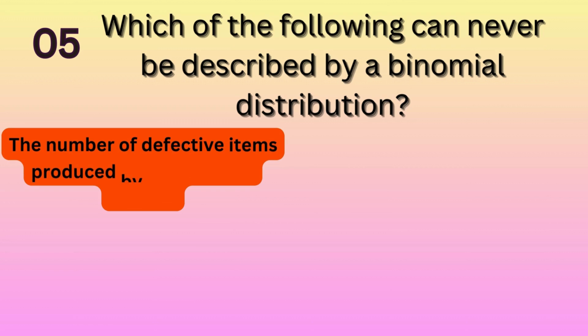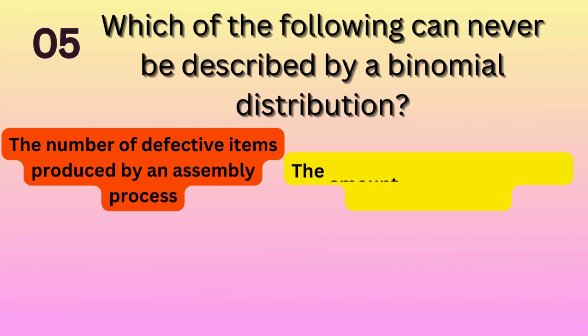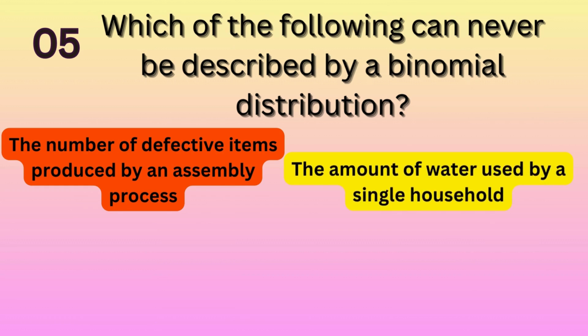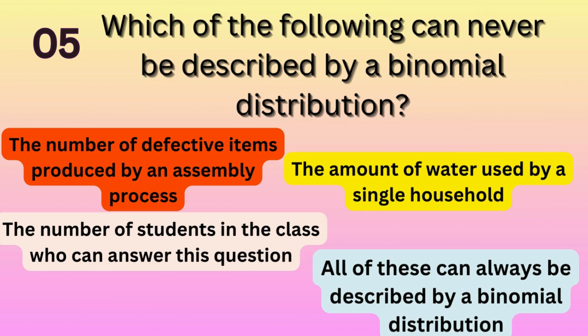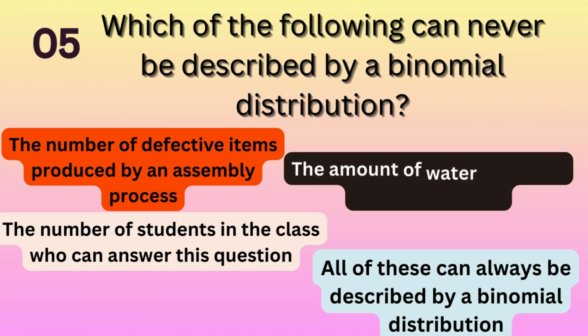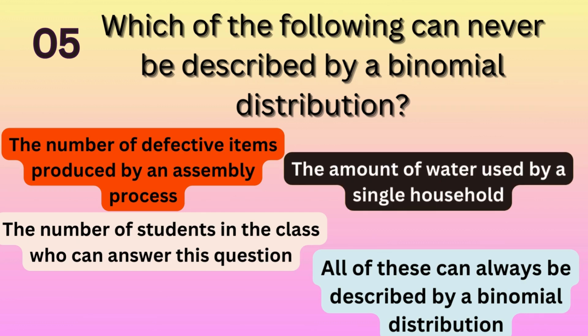Which of the following can never be described by a binomial distribution? The number of defective items produced by an assembly process, the amount of water used by a single household, the number of students in the class who can answer this question, or all of these can always be described by a binomial distribution. The right option is the amount of water used by a single household, because it is a continuous random variable, while the binomial probability distribution is a discrete probability distribution based on a discrete random variable.